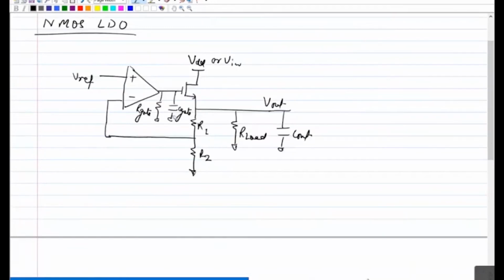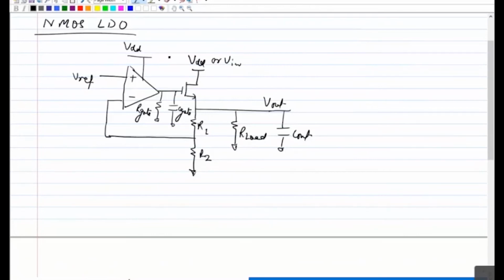Okay, so this is, let's say, I will call it VDD of the error amplifier, or VDD EA.